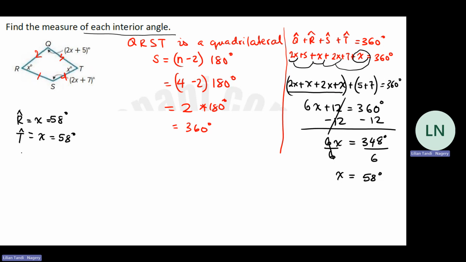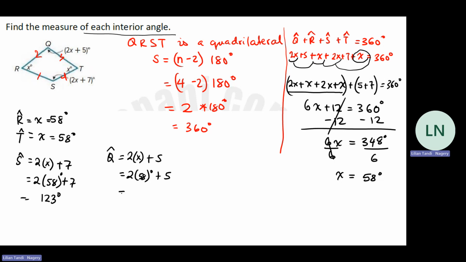Then we will do angle S, which is 2 times x plus 7. So 2 times 58 plus 7 should give us 123 degrees. Then we will find angle Q. Angle Q is 2 times x plus 5, so 2 times 58 plus 5. That should give us 121 degrees. Then we box our answer.